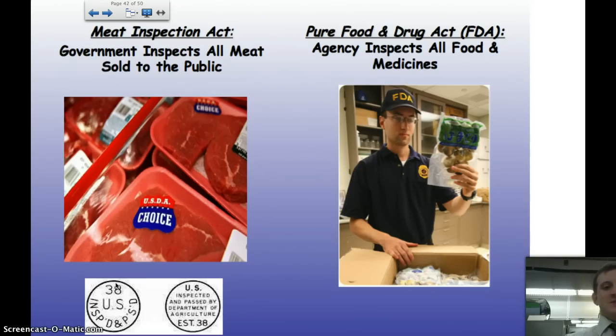Two things came out of Upton Sinclair's book, The Jungle, believe it or not. Something called the Meat Inspection Act. Basically, the government is going to inspect all meat sold to the public. Today, this act is still enacted. You might have seen this USDA choice or grade A stamps on meat before. And also something called the Pure Food and Drug Act. The Pure Food and Drug Act is going to create something called the FDA, the Food and Drug Administration. They are an agency that inspects all foods and medicines.